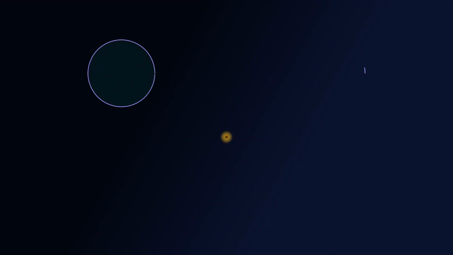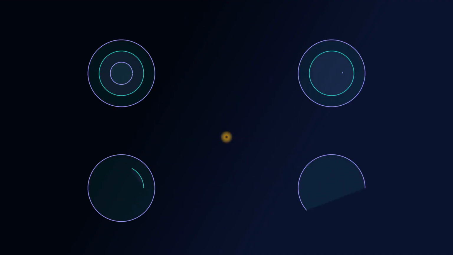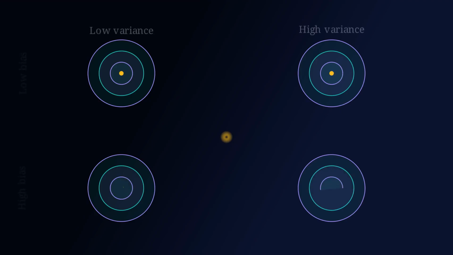Now put these together into 4 cases. Low bias and low variance is the dream. Tight cluster, right on the bullseye. High bias, low variance, tight but off-center. Low bias, high variance, centered on average but wildly scattered. And high bias, high variance, the worst of both.